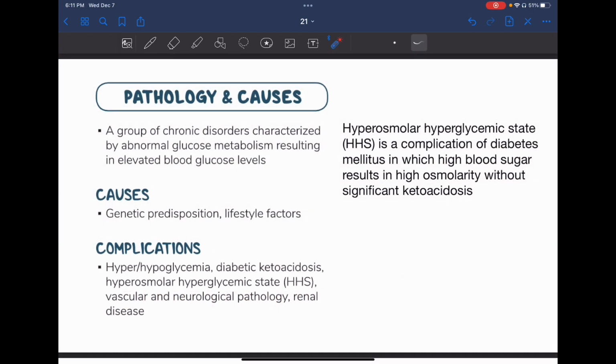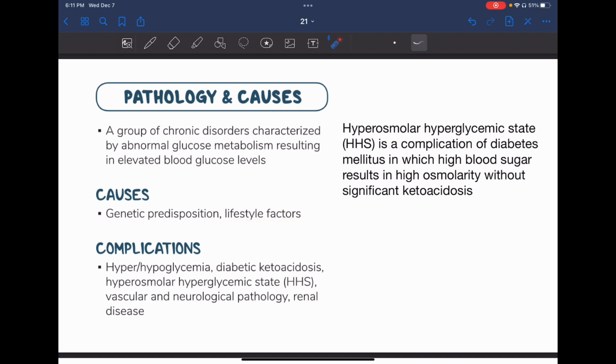First, we're going to talk about pathology and the causes of diabetes. So, what is diabetes? It's a group of chronic disorders, and the characteristic is abnormal glucose metabolism, and it results in the elevation in the blood glucose. So, what are the causes? It can be genetic, or it can be related to your lifestyle.